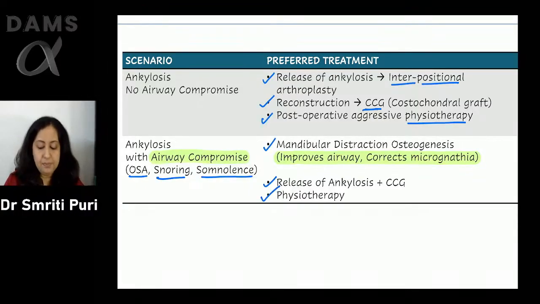Okay, again, this is based on clinician to clinician, especially when there is an airway compromise. Some say do a distraction first, some say do distraction plus ankylosis release simultaneously. So both schools of thought are correct. You can do the distraction first, lengthen the mandible, open up the airway, followed by release of ankylosis. Some surgeons believe that you do the distraction and release of ankylosis simultaneously. So again, this sort of information is found in articles. Please keep that in mind.